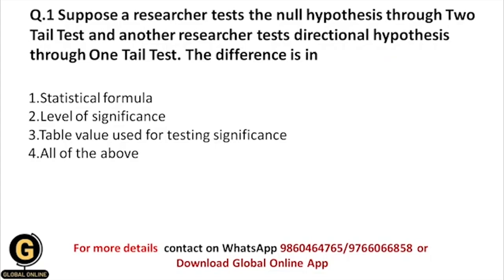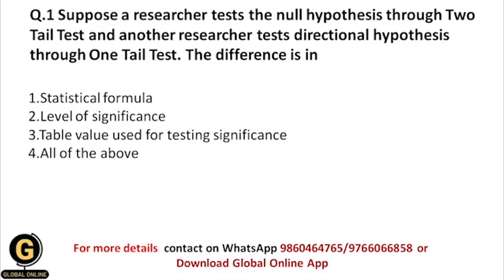The next question is, suppose a researcher tests the null hypothesis through a two-tailed test and another researcher tests a directional hypothesis through a one-tailed test, the difference is in. So basically in this question they have asked us what exactly the difference is between a two-tailed test and a one-tailed test in regard to the testing of the null hypothesis and the directional hypothesis respectively. So basically students, in a one-tailed test there is only one end for the alternative hypothesis, and that's why it is called the directional hypothesis.